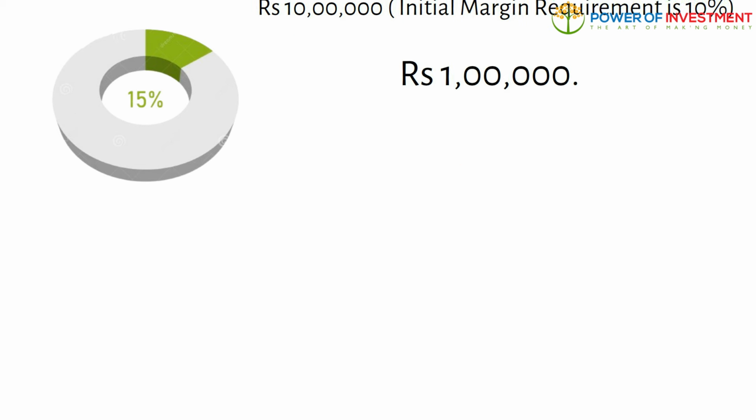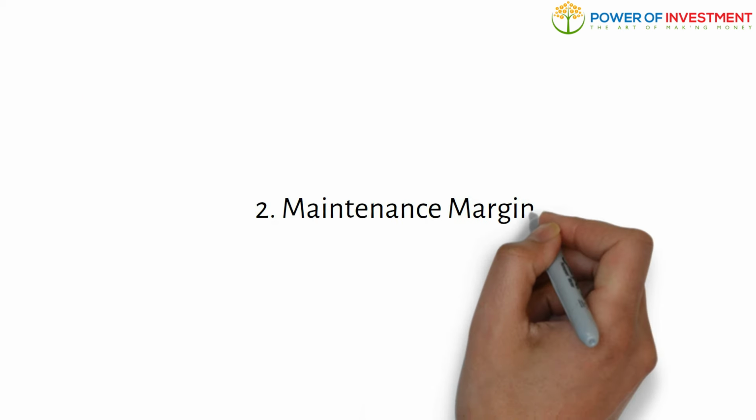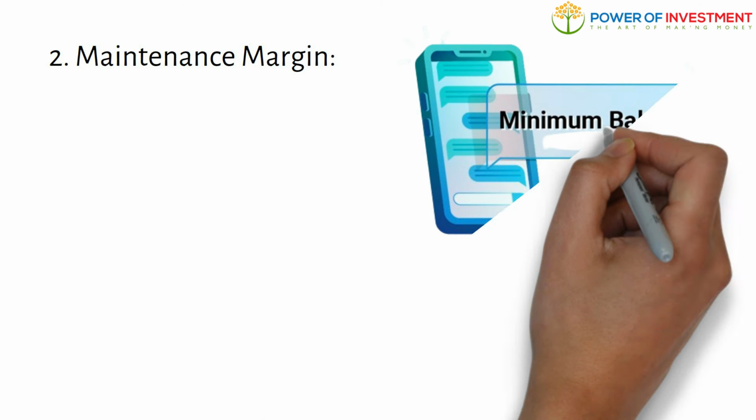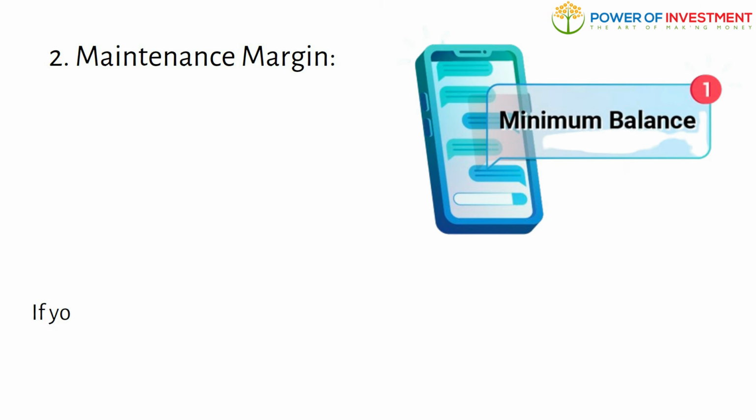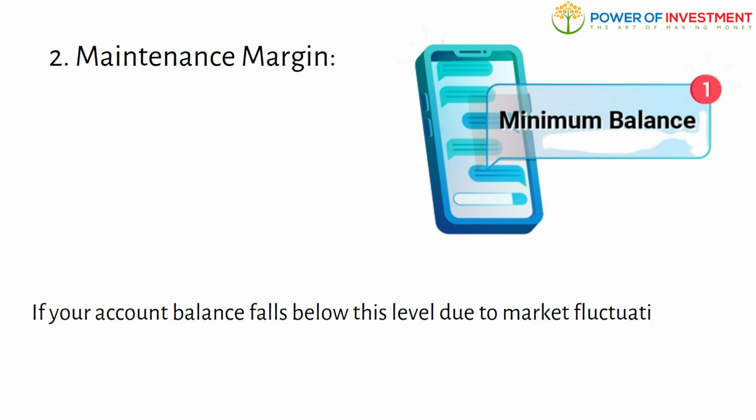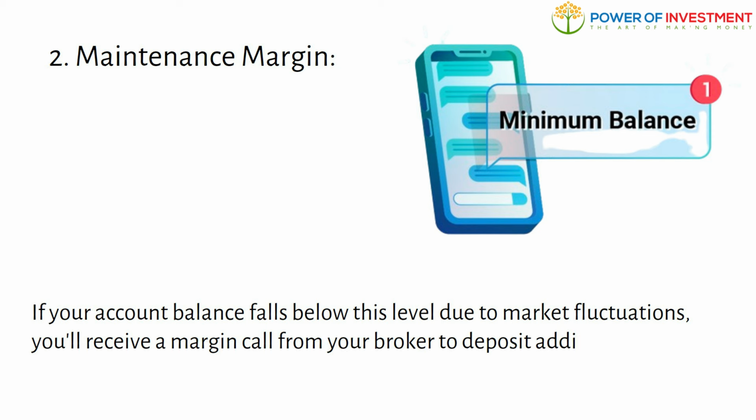Maintenance margin: this is the minimum amount that must be maintained in your account to keep your position open. If your account balance falls below this level due to market fluctuations, you'll receive a margin call from your broker to deposit additional funds. Let's pause here and consider an example to make this clearer.